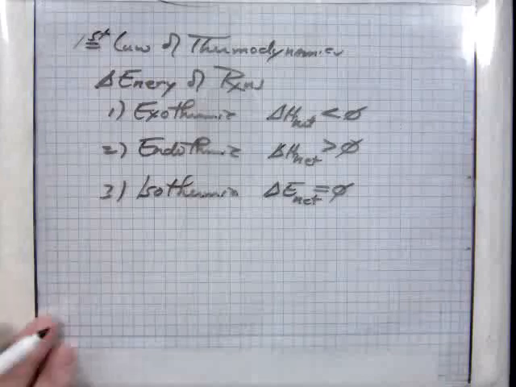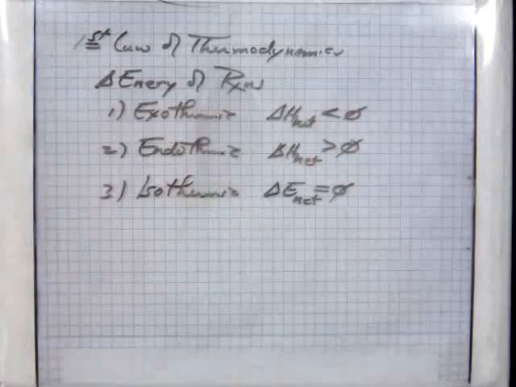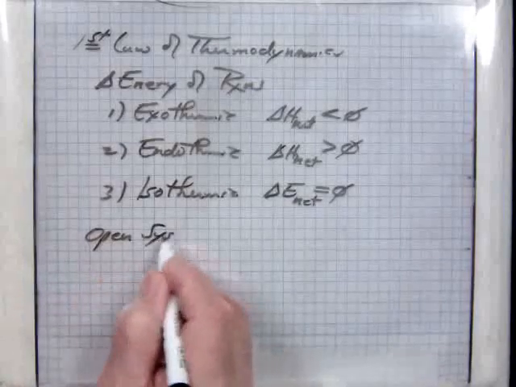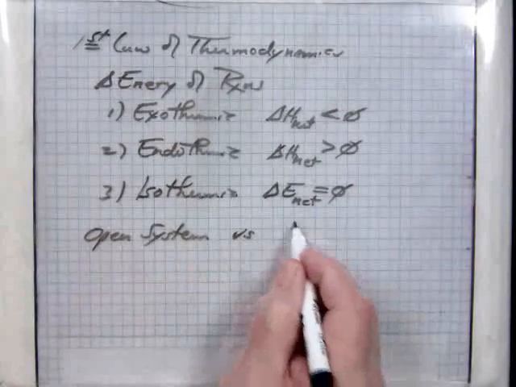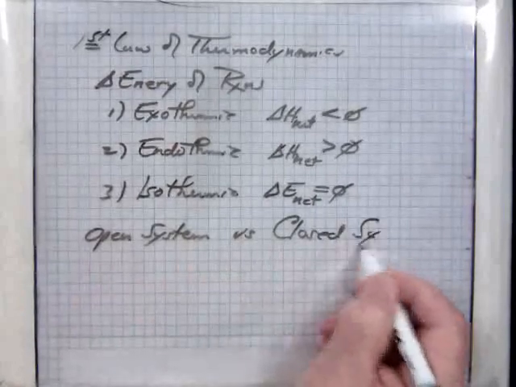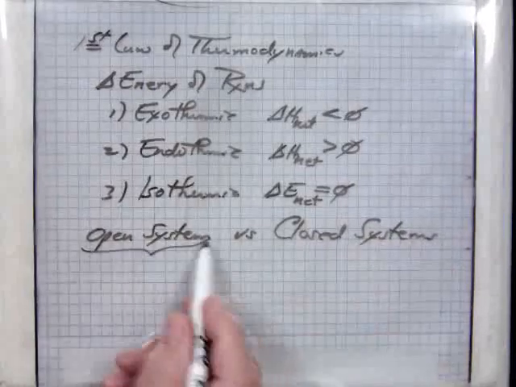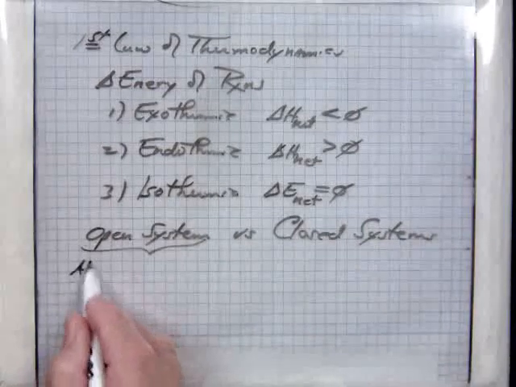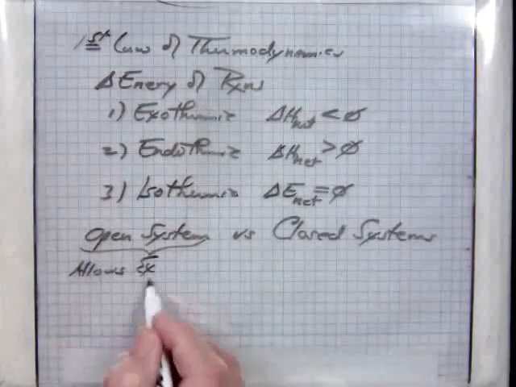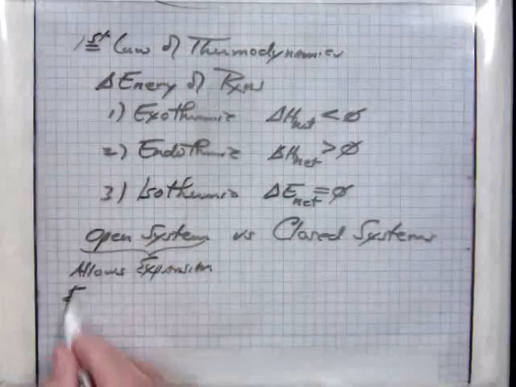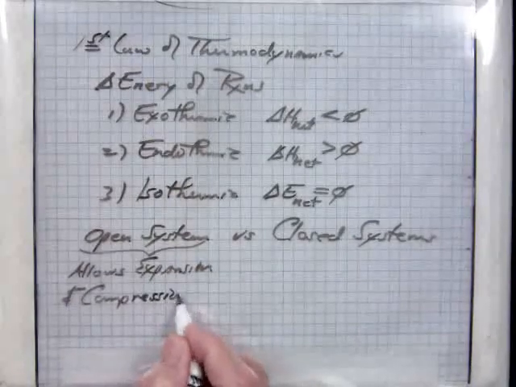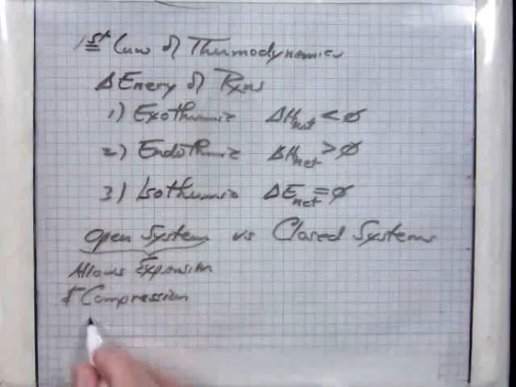Okay. Now, when an energy change takes place in thermodynamics, we have two systems: open systems and closed systems. The open system is a reaction in which expansion and compression is allowed. And I'll demonstrate these in a minute. Or simply, expansion and compression occurs.